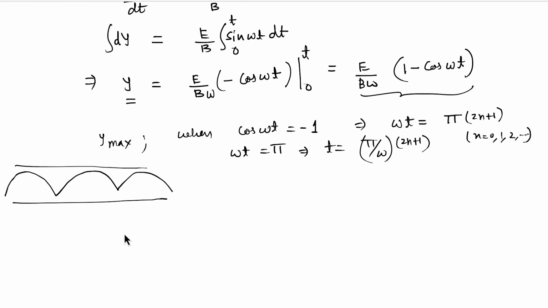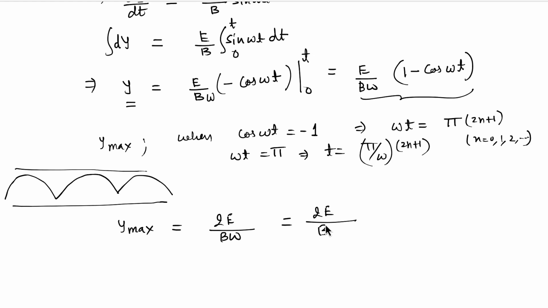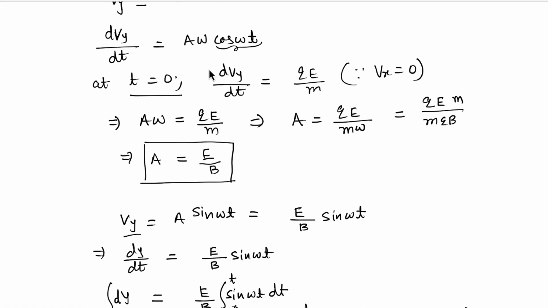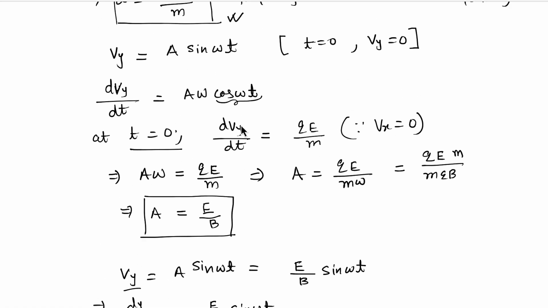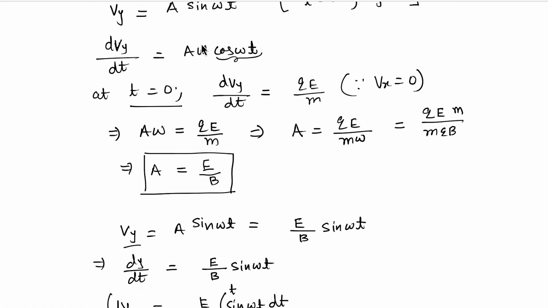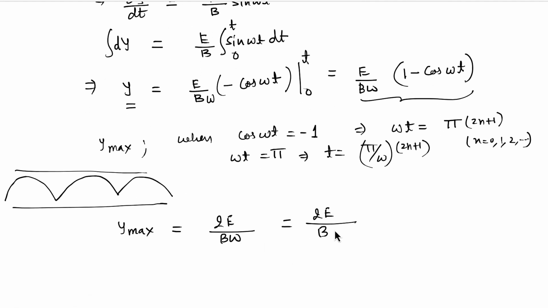Okay. Now, so y max, we can write it as 2E by BW. So 2E by B, and we computed W somewhere. So W is qB by m, right? qB by m. So which is 2mE by qB square.